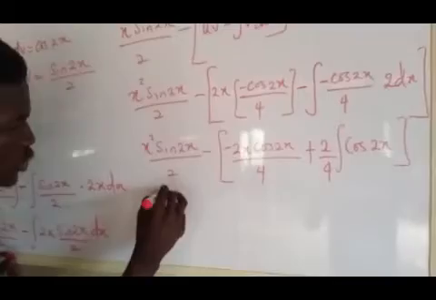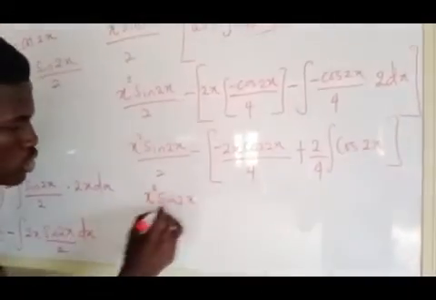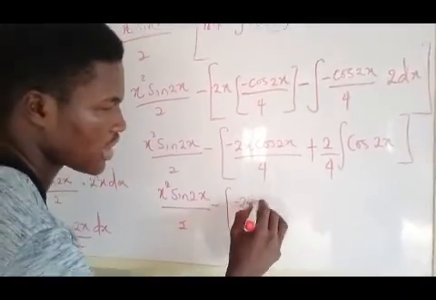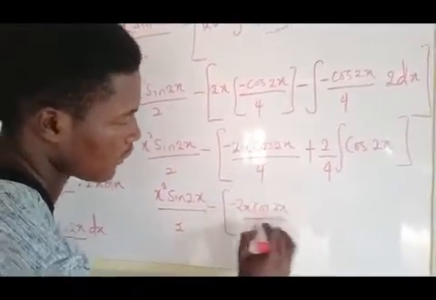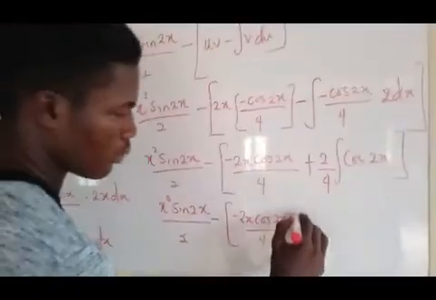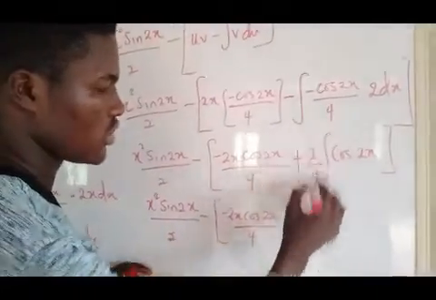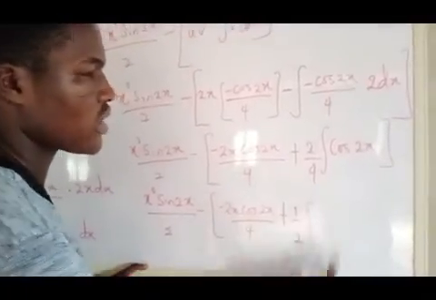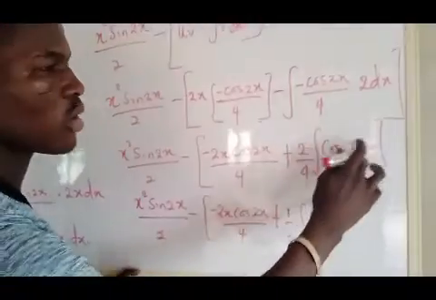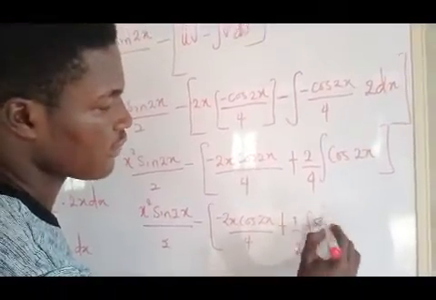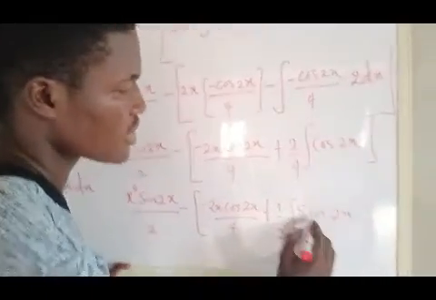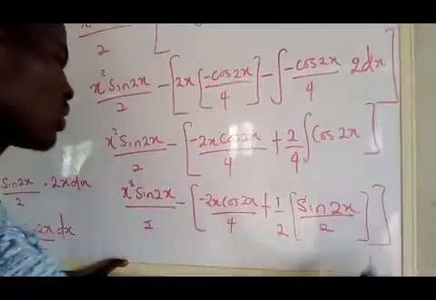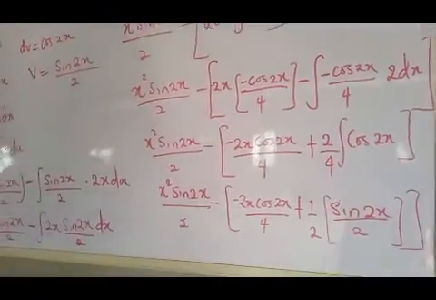So that will now be x squared sine 2x over 2 minus, open bracket, 2x cos 2x over 4 plus, this will give us 1 over 2, open bracket. If you integrate cos 2x, it will give you sine 2x over 2. Alright, so we are getting closer to the answer.